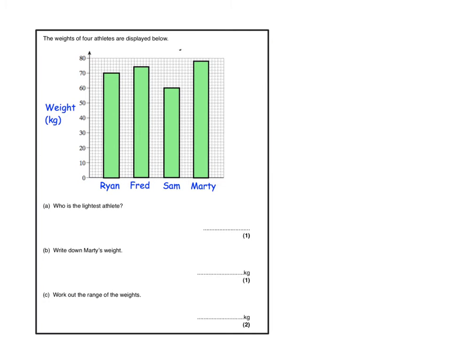So let's have a look at interpreting a bar chart. The weights of 4 athletes are displayed below. There's Ryan, Fred, Sam and Marty. Who is the lightest? Well, the lightest is going to be the one with the lowest weight. So the lowest bar is going to be Sam.